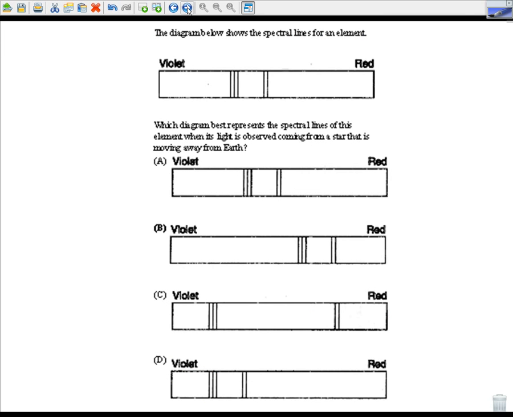An older one you could see in the formatting. This is a really super old question. Which diagram best represents the spectral lines of this element when its light is observed coming from a star that is moving away from Earth? We know that would be a redshift, so the spectral lines would be shifted towards the red end of the spectrum.